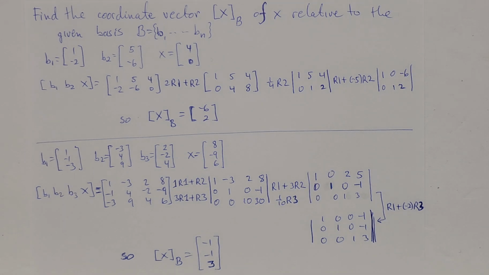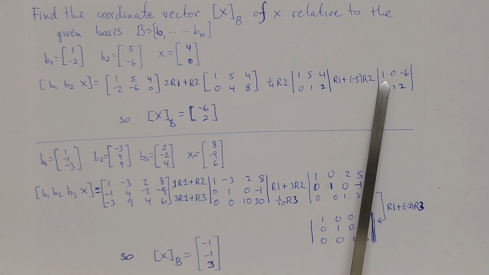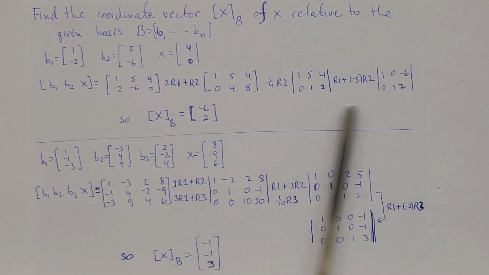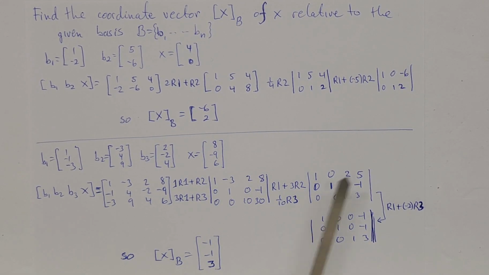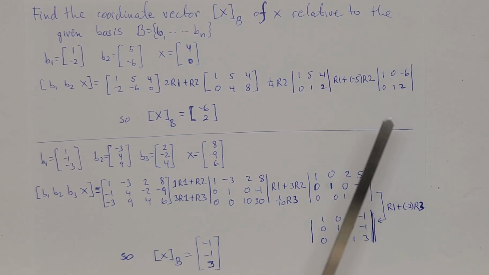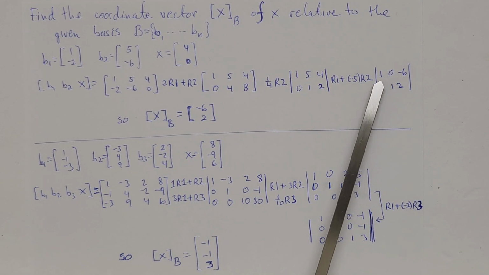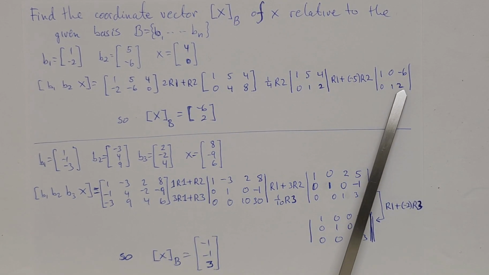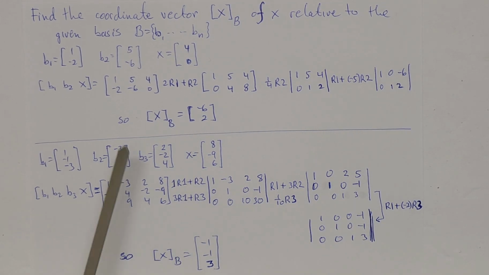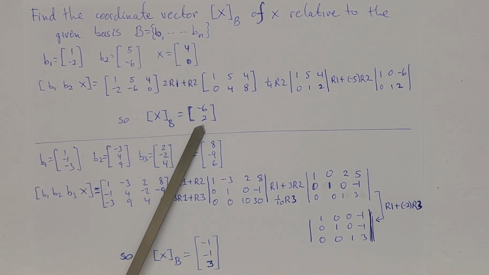Now all we have to do is write out our answer. So x1 equals -6, x2 equals 2, which I have here. One more time, how do I know when we're done? When I have 1, 0, 0, 1. The first entry will be -6, the second will be +2. So this is our coordinate vector, which is [-6, 2].